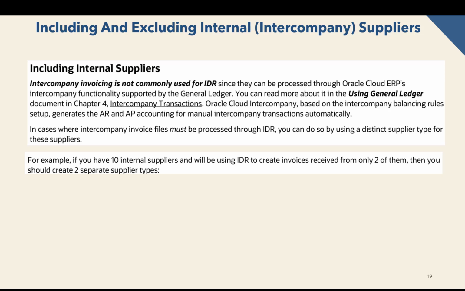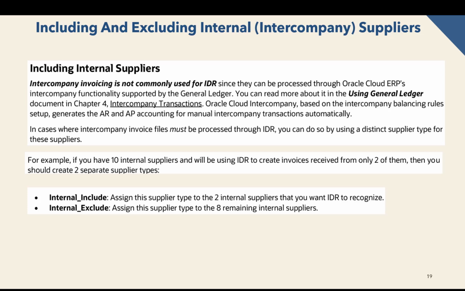For example, if you have 10 internal suppliers and will be using IDR to create invoices received from only 2 of them, you should create 2 separate supplier types, for example, internal include and internal exclude. For internal include, you will assign the 2 internal suppliers that you want IDR to recognize, and for internal exclude, you will assign the other 8 remaining internal suppliers.